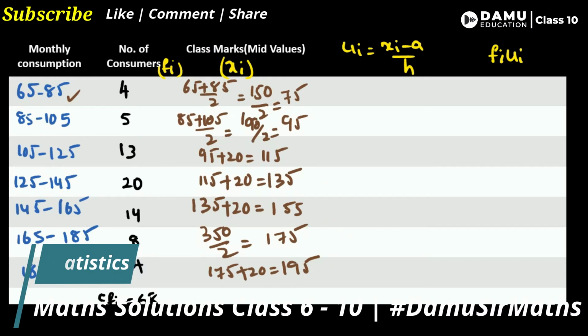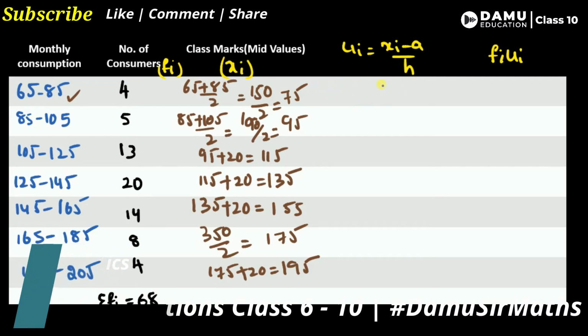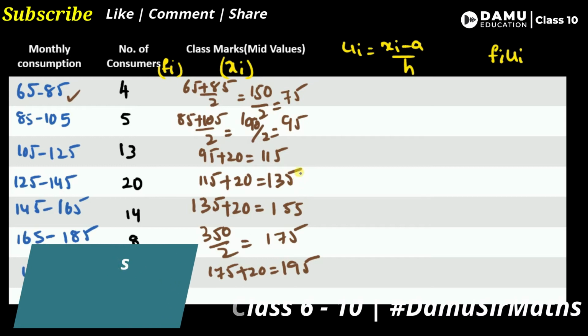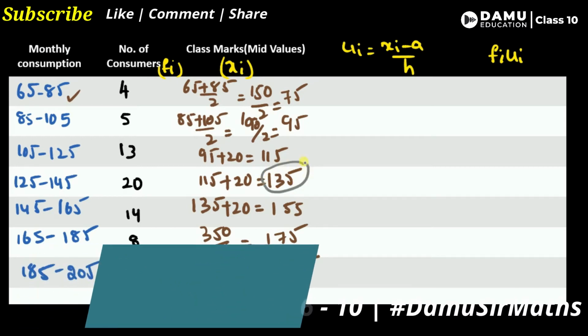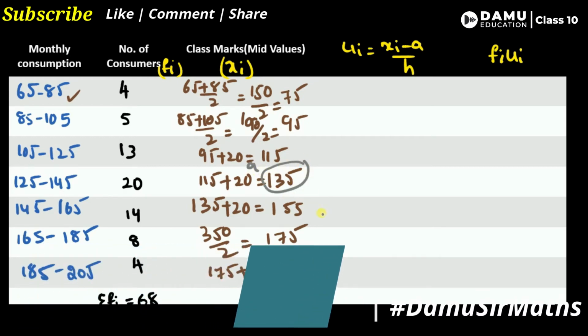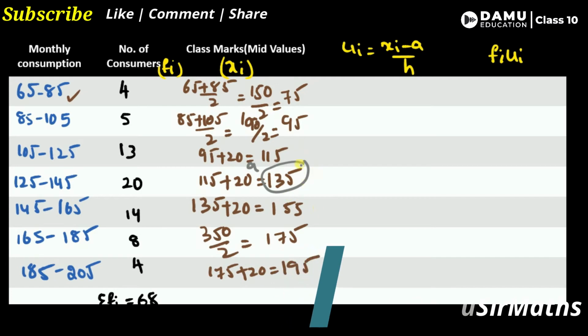Let's find out what is here. Then ui equals (xi minus a) by h. So what is xi? Let's take an assumed mean. You can take it as 135. So we are going to take the assumed mean as 135. Before 3 and after 3, you can take any one value. Either you can take the assumed mean as 75, 95, 115, anything you can take.